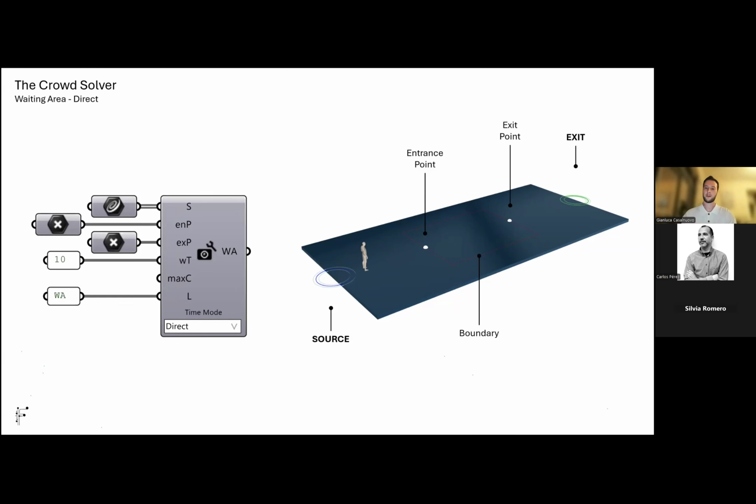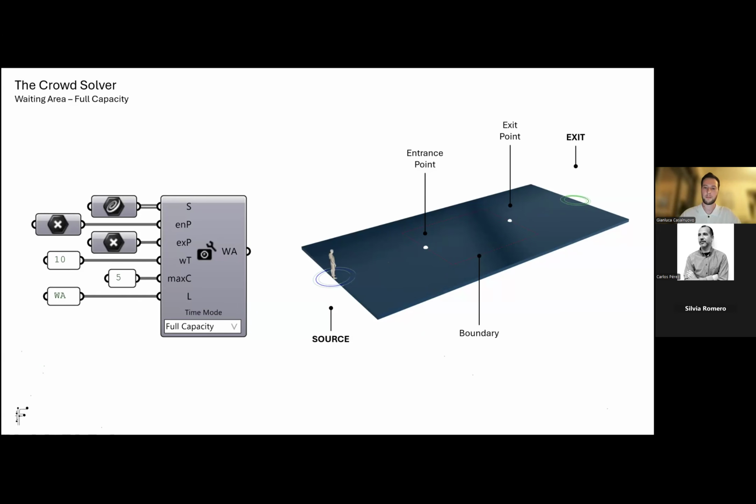Then we have another parameter, which is the waiting area, that can be of two types, direct and full capacity. Direct means that the agent starts inside the area. When the agent is inside, the waiting time, which I can set here on the left, starts counting. And when the time is finished, the agent is free to go.